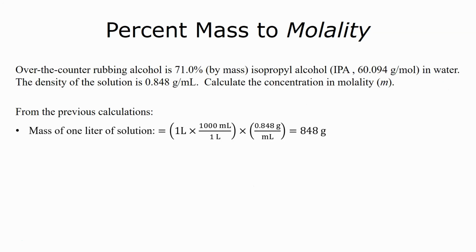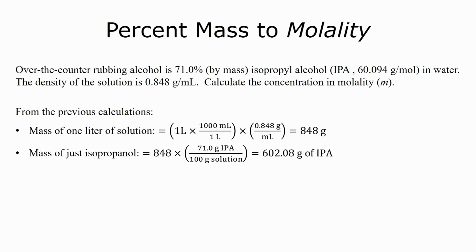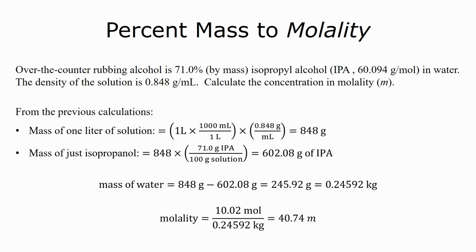So, from the previous calculation, 1 liter of solution, well, that's 848 grams of solution. Mass of just the isopropanol at 602.08 grams. So the mass of water, well, that's just the total mass, the 848 grams, minus the mass of isopropanol. And so we have 245.92 grams of water, or 0.24592 kilograms. And there we go. We know our number of moles from the previous calculation, and we have a 40.74 molal solution.